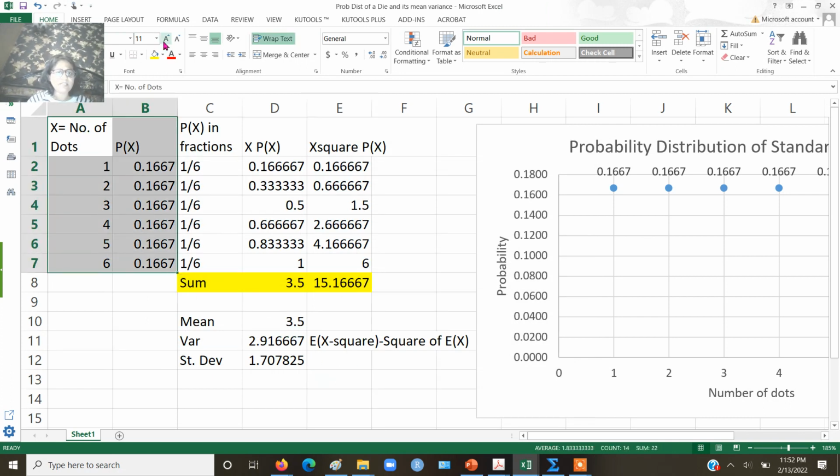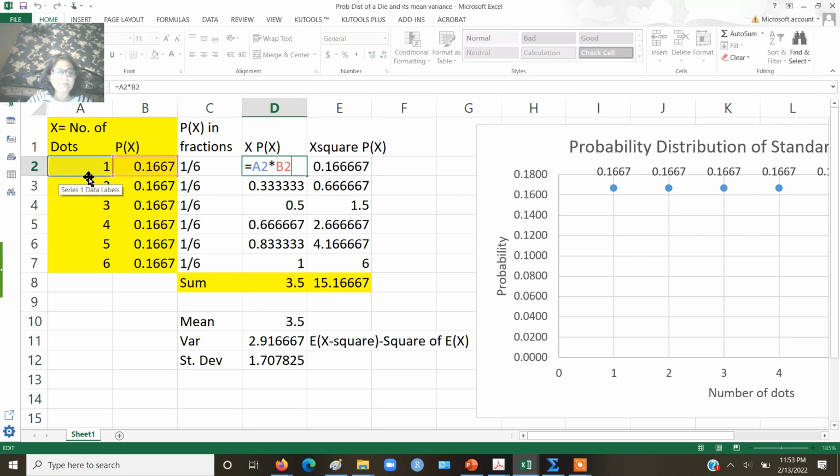This is your given data. Let me highlight it. You have the number of dots and you have the probabilities, and you have to calculate the mean. How can you calculate the mean? You simply multiply each value of x with its corresponding probability. For example, if you double click here, you can see I have multiplied 1 by 0.1667. So you multiply each value of the random variable with its corresponding probability. Similarly, in the second cell, this is 2 multiplied by 0.1667.